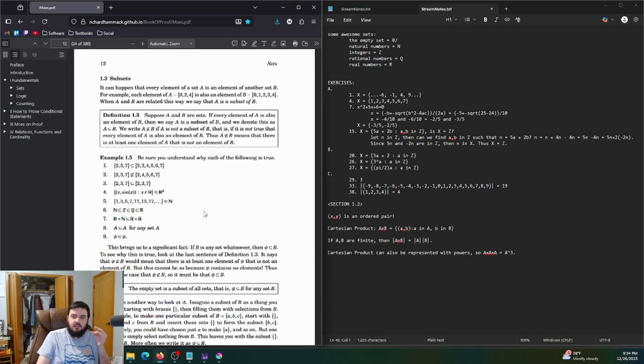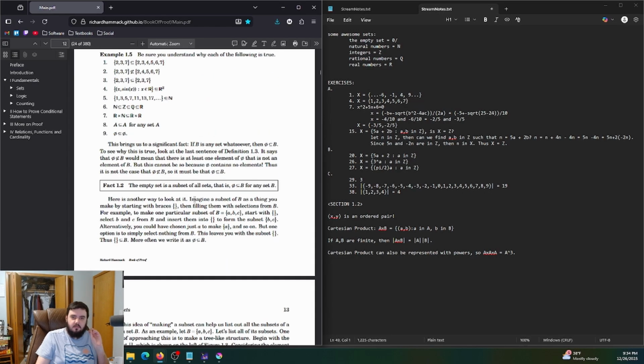If A and B are sets and every element of A is also an element of B, then we say A is a subset of B. Lovely. And we denote this as A subset B. All right, now we're getting to the real juicy stuff. The empty set is a subset of all sets. That is, the empty set is a subset of B for any set B.